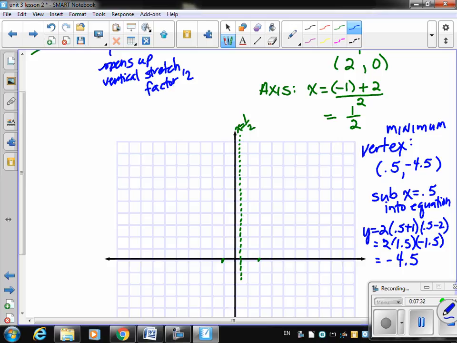4.5, I can just barely fit it on. There we go. There's my vertex. It should look skinny and open up, and it does. And there is my graph using key features.